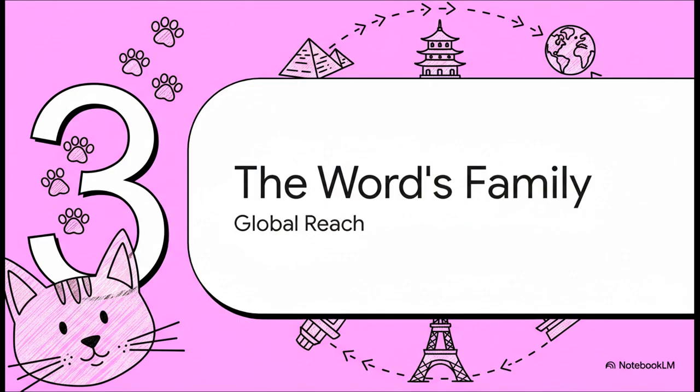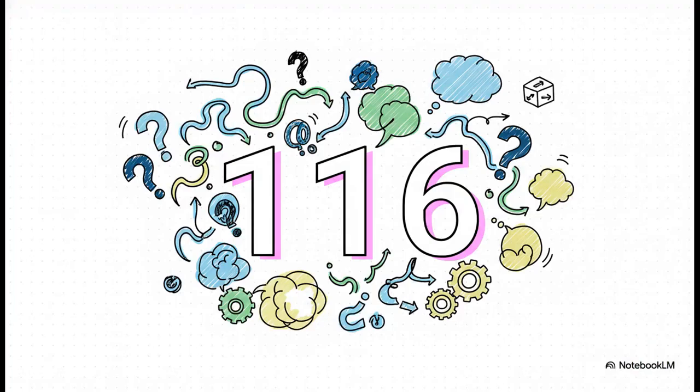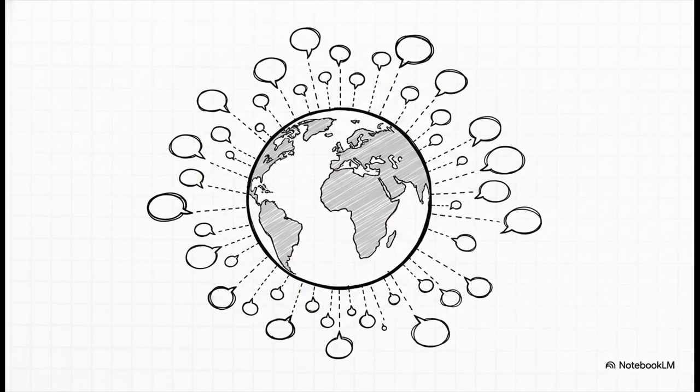Okay, so we've established cat has a ton of meanings, but its influence doesn't just stop with its definitions. Now let's take a look at its family and its incredible journey around the world. 116. Just let that number sink in for a second. What do you think that number could possibly represent? It's a surprisingly big number to be associated with one little word. Well, that is the number of languages that have an entry for a version of the word cat on Wiktionary.